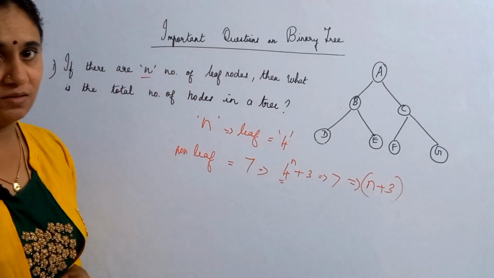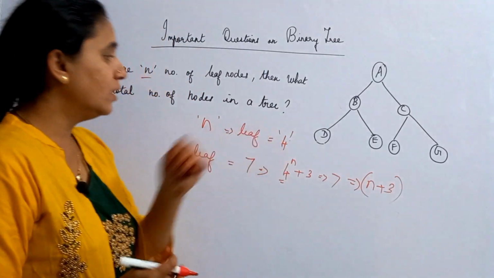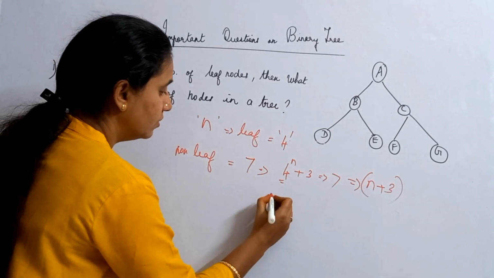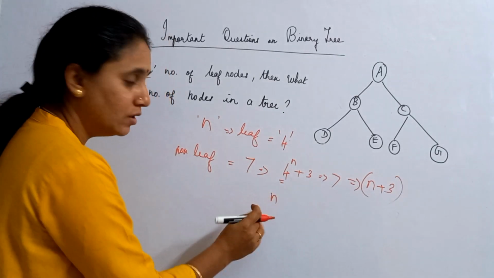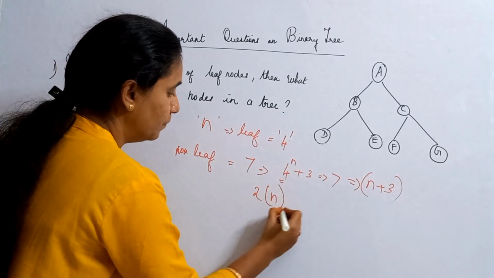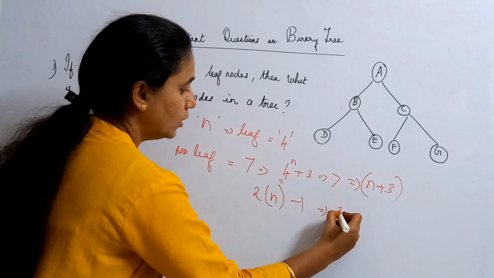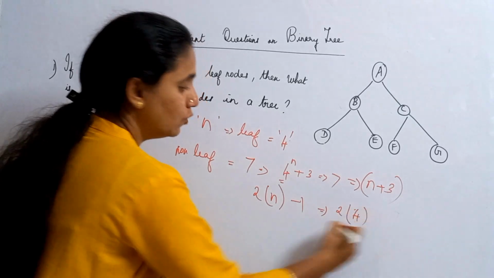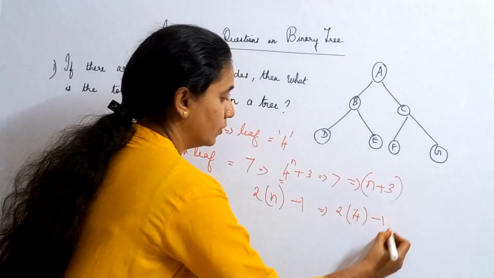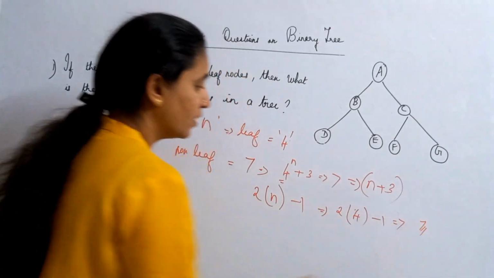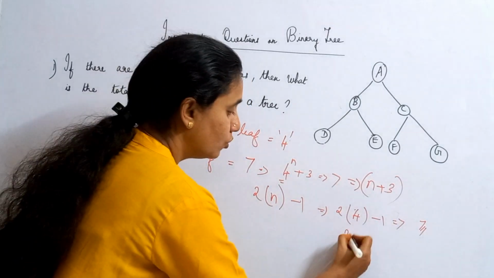This is one answer. Then another answer we can try is, see, n is 4, isn't it? So 2 into n minus 1. Can I write like this? You just think and see what the n value is. The n value is 4, then minus 1. What is the answer? 4 2s are 8. 8 minus 1 is 7.